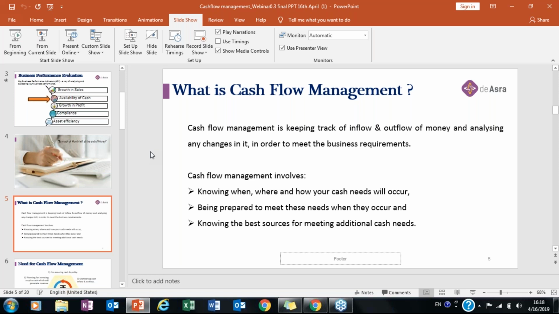Now, cash flow management involves, how do you do the cash flow management? What do you mean by cash flow management? It is knowing when, where, and how your cash needs will occur, being prepared to meet these needs when they occur, and knowing the best sources of meeting additional cash needs. So let's take the first thing, knowing when, where, and how your cash needs will occur.